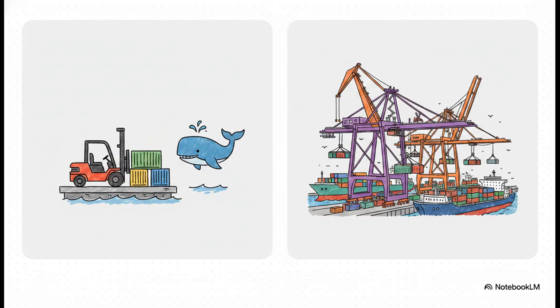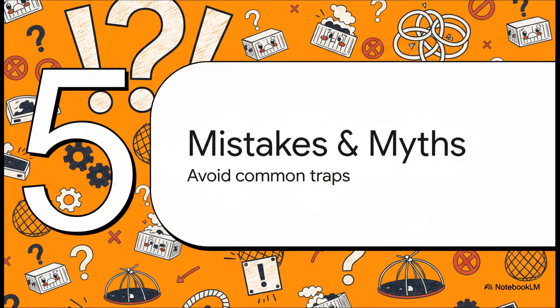The source material is super clear on this point. Use Docker first. Do not jump straight to Kubernetes if one server and Docker Compose already solve your problem. You really should only reach for Kubernetes when you actually need orchestration at massive scale. And that brings us to our final section, Section 5, Common Mistakes and Myths. Let's make sure you don't fall into these common traps.